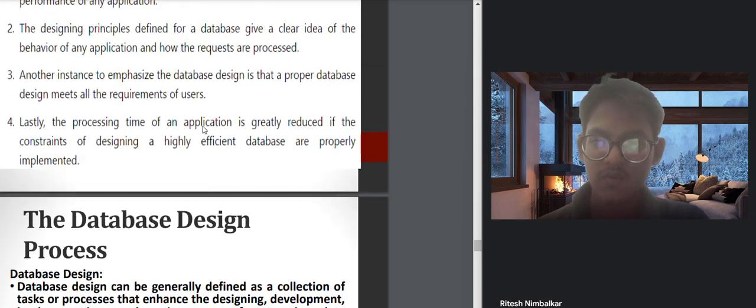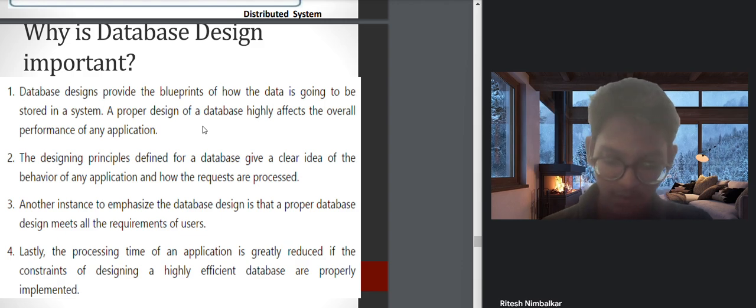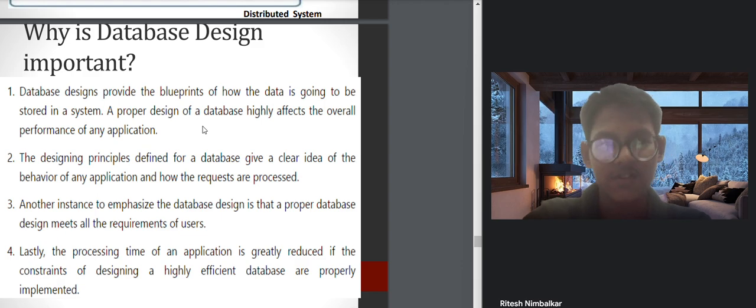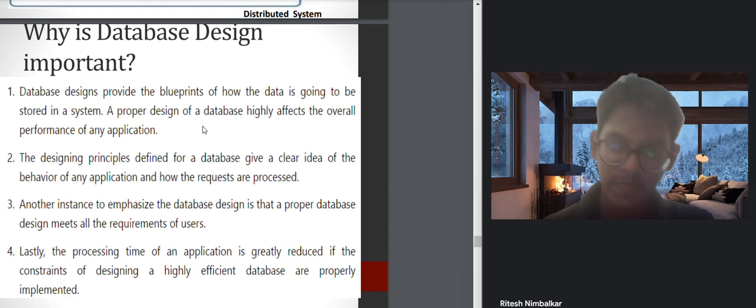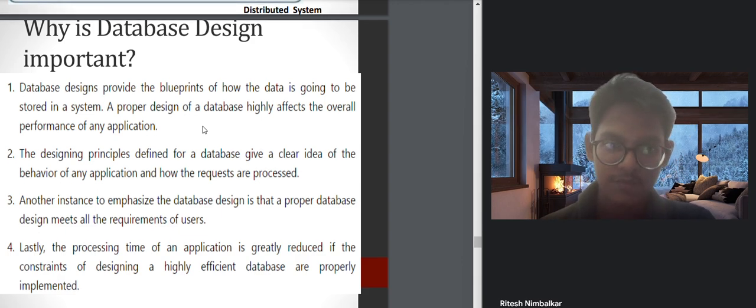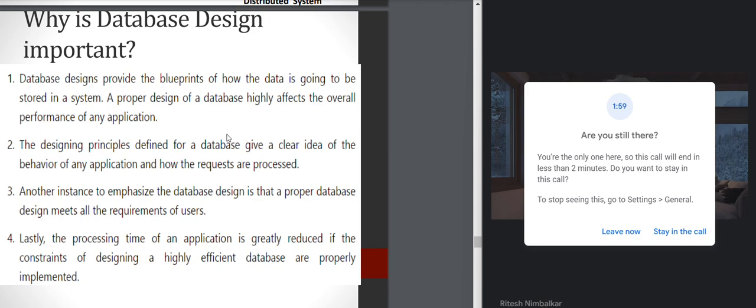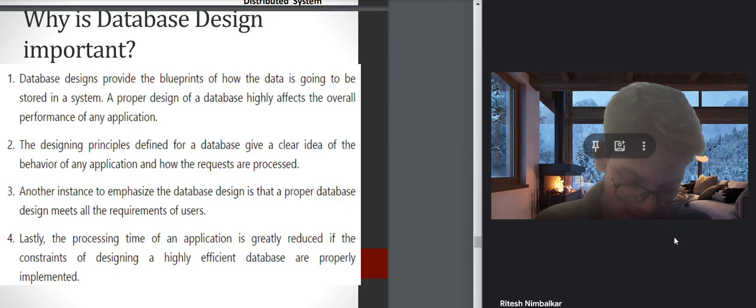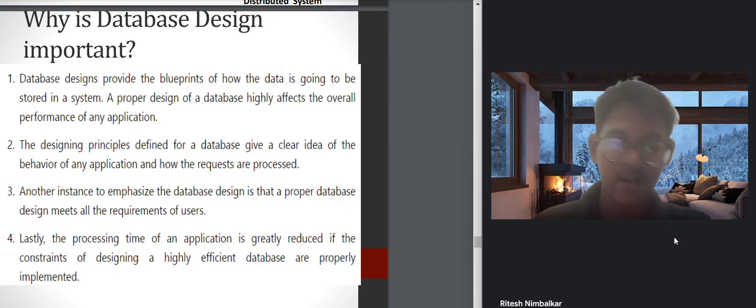So why is database design important? It provides us a blueprint of how the data is going to look, or how it is going to be stored. It gives a clear idea of how the application gets its request and processes the data to maintain a healthy flow of data, to isolate the data accordingly, and to reduce the time used to retrieve it.